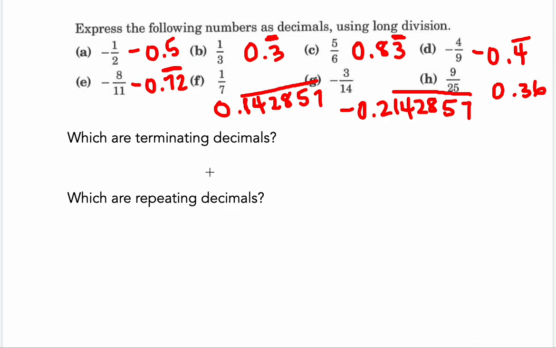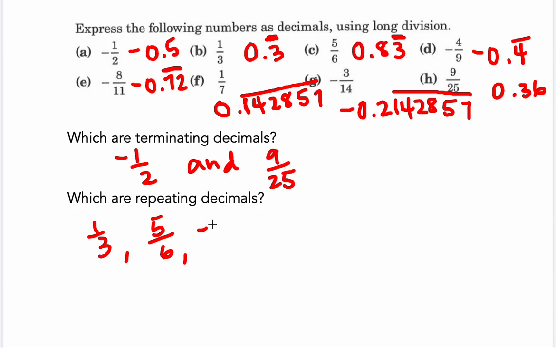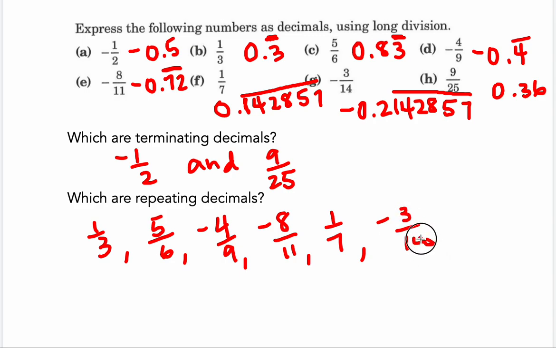Okay, so now let's try and categorize them. Which are terminating decimals? Ones that end and don't have a pattern. Okay, A, so that's negative 1/2. What else? And H, 9/25. And the ones that are repeating, all right, we have 1/3. We have 5/6. We have negative 4/9, negative 8/11, 1/7, negative 3/14.